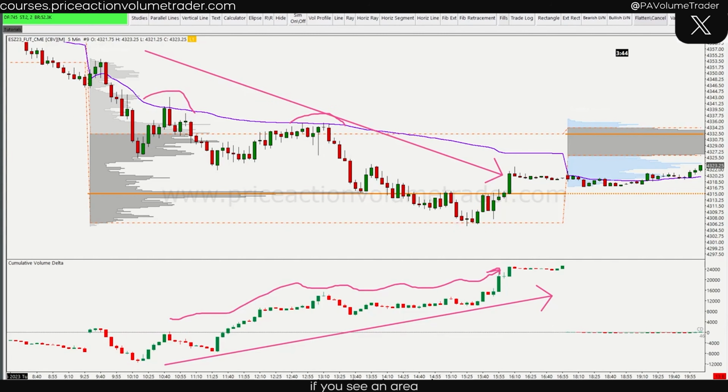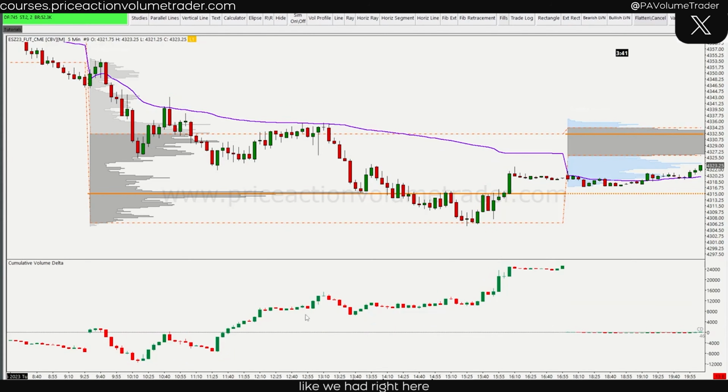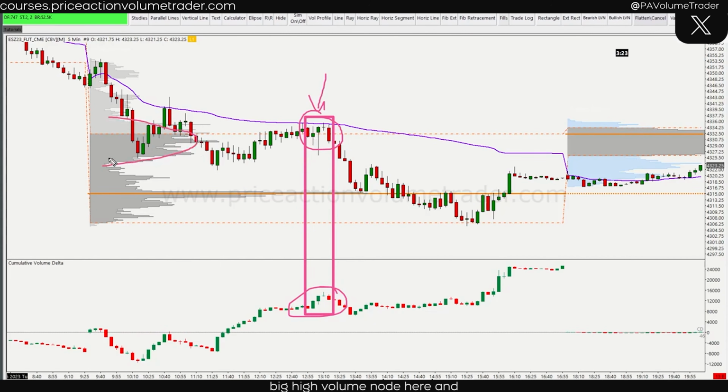So this means if you see an area like we had right here, this was a very big absorption that we had going on. And you know, we could go into a footprint chart if we want to look at what's going on inside these candles in more detail. But as you can see, we had a big high volume node here, and we were just rejecting right at the highs underneath VWAP. And all this aggressive effort to buy was not paying off. Price could not break and make a higher high. And then eventually we just continued breaking down, and delta just pretty much turned sideways for the rest of the session.